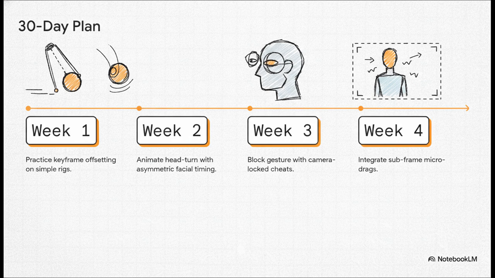Week 1, go back to basics. Practice keyframe offsetting on simple pendulum and bouncing ball rigs. Week 2, animate a head turn cycle, but focus entirely on asymmetric facial timing. Like maybe the eyes lead and the jaw follows. Week 3, block out a full character gesture using those camera-locked silhouette sheets we just discussed. And finally, Week 4, integrate advanced subframe micro-drags to completely eliminate mechanical resting poses.